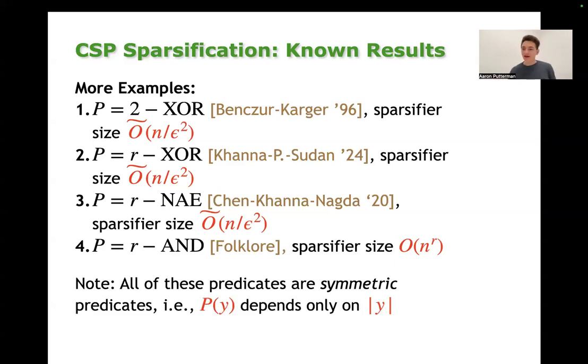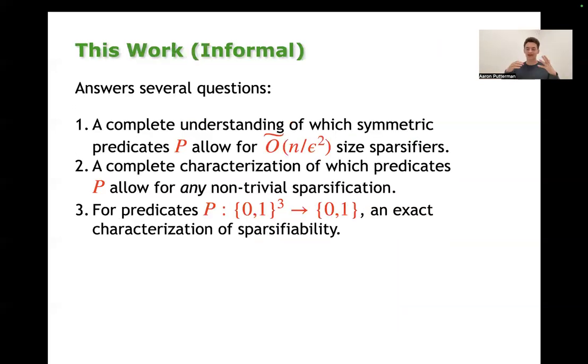And then one thing that I want to point out is that most of these predicates that people have studied in prior works are typically symmetric predicates. What this means is that the predicate itself doesn't really depend on the order of the variables that it's operating on. It just depends on the number of variables that are 0 versus the number of variables that are 1. And so with this, I can informally describe what exactly we show in this work. In the next few slides, I'll dive into more detail and show exactly these dichotomies that we show for the sparsifiability of CSPs.